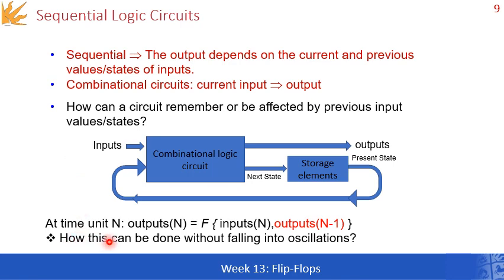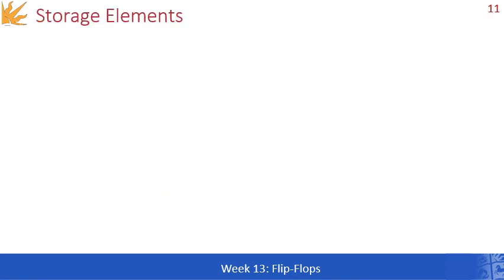Now, a problem that arises is, how can you make sure that you will not fall into oscillations, which means that the previous output is not going to be indefinitely affecting future outputs. And if that happens, maybe you will be oscillating between two different states. There will be, for instance, some instability in the output. Well, you're going to see how this works next.